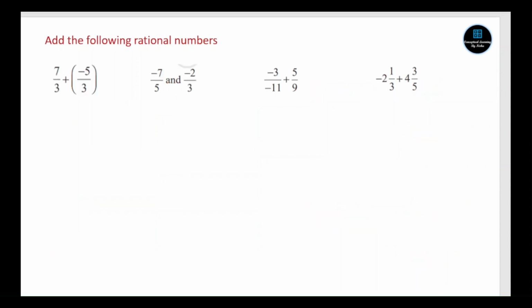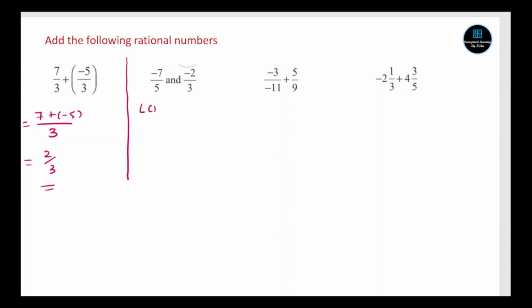Now, let's solve some questions. So, we have to add the rational numbers here. Okay. First one, the denominators are the same. So, keep the denominator as it is. So what do we get? 7 plus minus 5. And if I add them, I'll get 2 upon 3. So this is my first answer. Correct? Alright. Now here, they are not the same, right?